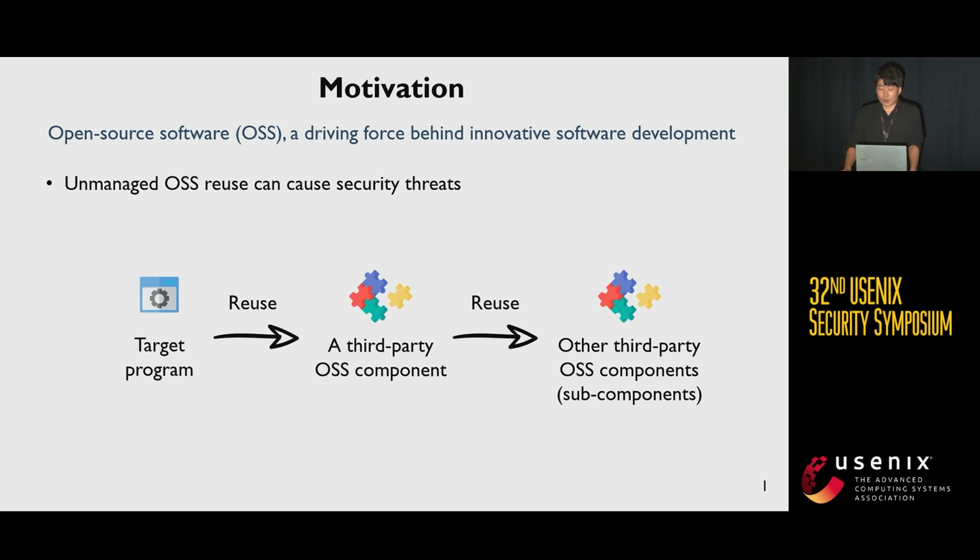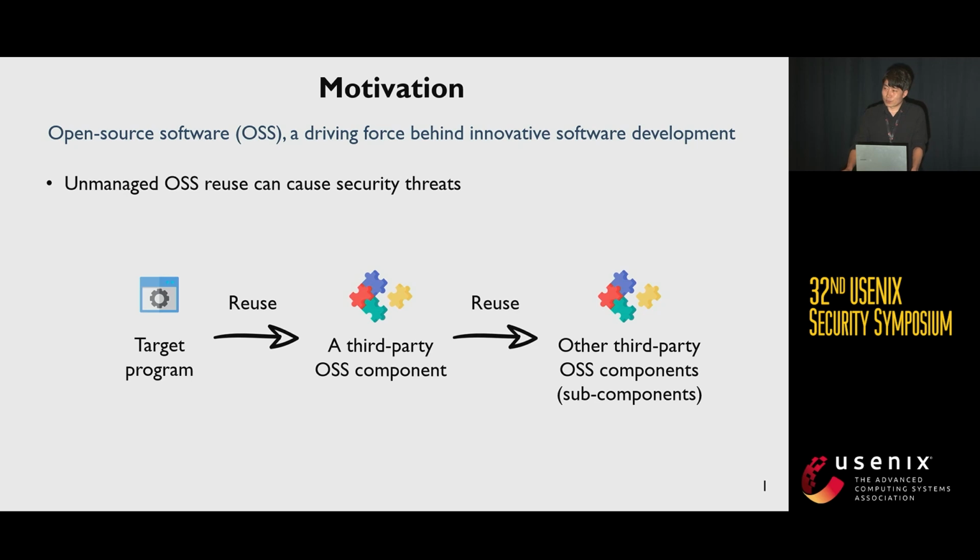The reuse of open source software has become essential in recent software development. However, unmanaged OSS reuse can cause several security threats, such as the propagation of vulnerabilities. So consider the following situation.